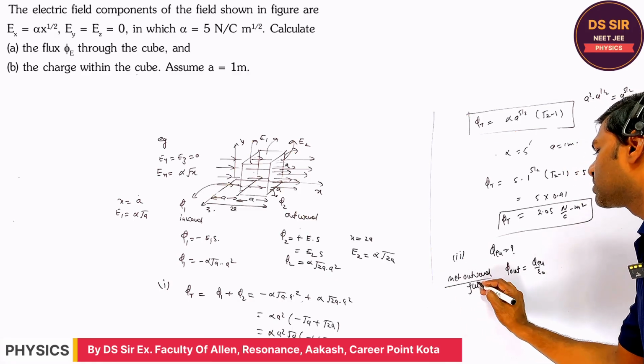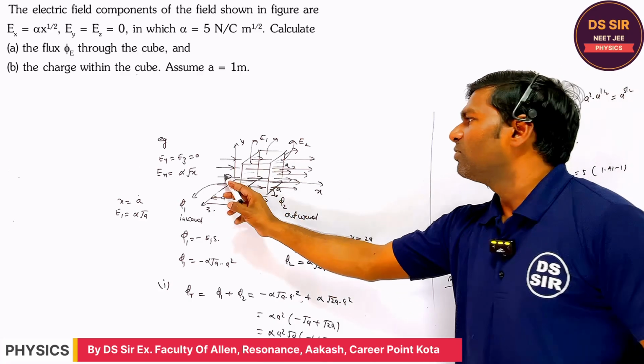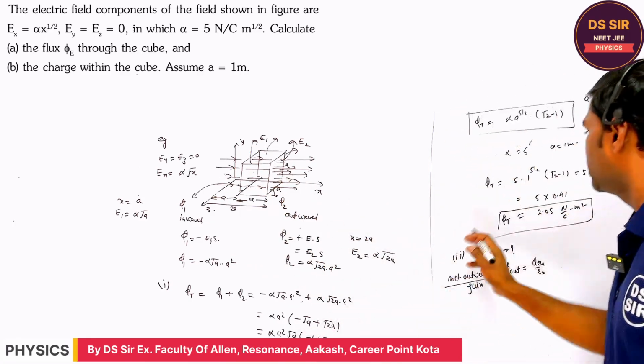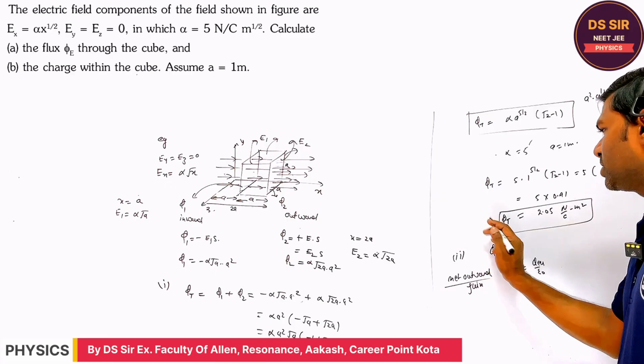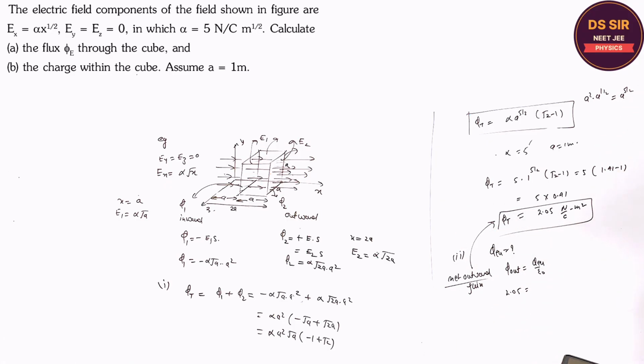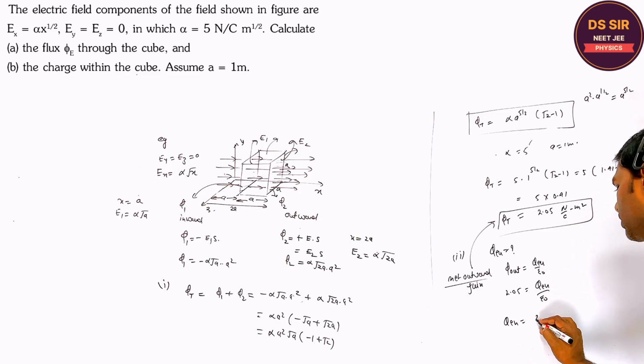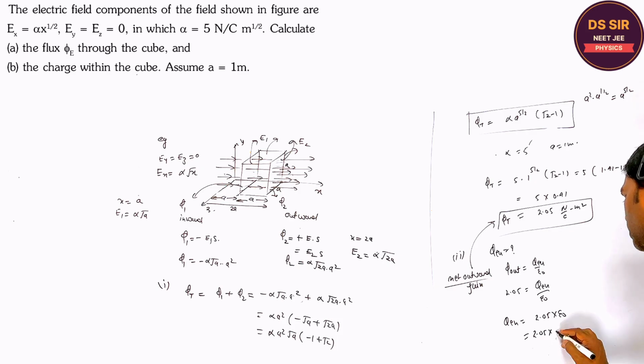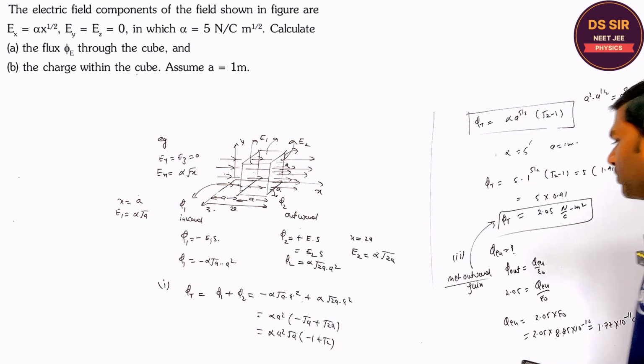So you tell, this is the inward, this is the outward. So what is this? It is the total flux. This is only the net outward flux. So it is 2.05 equals charge enclosed divided by epsilon naught. So the charge enclosed is nothing but 2.05 into epsilon naught. The value of epsilon naught is 8.85 into 10 to the power minus 12. When you simplify this, you will get approximately 1.77 into 10 to the power minus 11 coulomb, right?